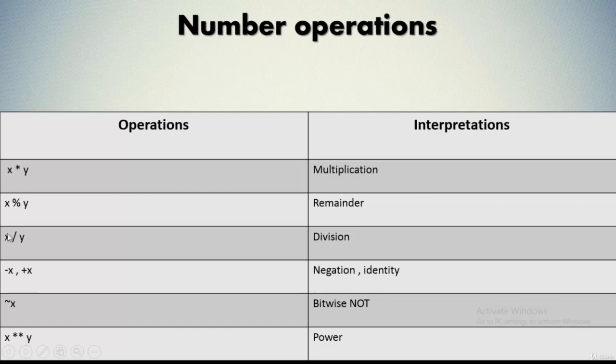Then we have the division operation, which is the normal mathematical operation, and then we have the negation as well as the identity, whether a number is negative or positive. And then we have bitwise NOT. If you apply the bitwise NOT, it is going to get applied over bits, and the negation is going to convert it into the opposite. And then we have the power operation. If you're going to raise a number to a certain power, you can use this particular operator, which is the power operation. So that's all for various number data types and number operations in Python.